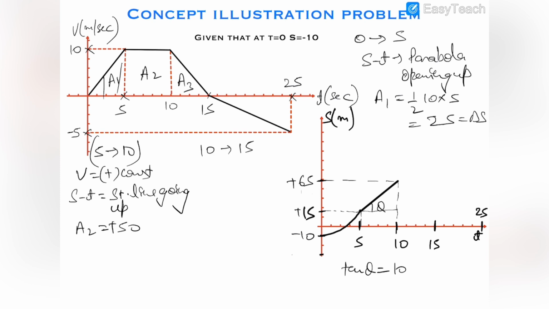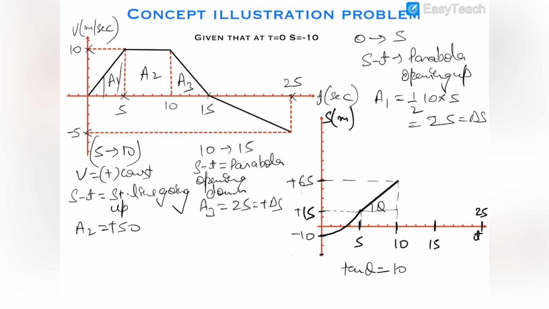Now this is A3. Now we are taking the time slot 10 to 15. In 10 to 15, the VT graph is a straight line going in the downward direction. So the ST graph would be a parabola opening down. And the area is again above the time axis. Therefore this area A3, which is half into 5 into 10, which is 25, would represent the positive change in displacement.